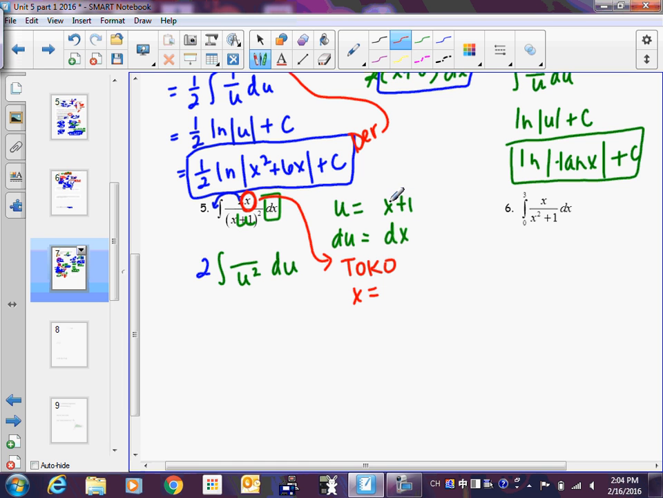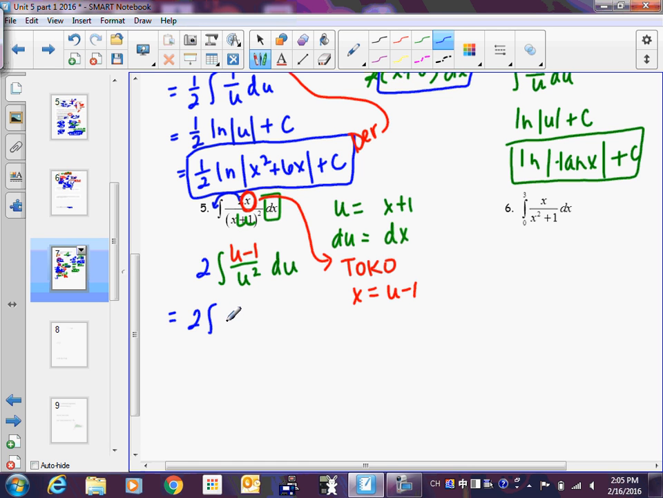Now remember, u equals x plus 1, so x equals u minus 1, and that's what's going to go on top right here. And it is quite possible that this could be multiple choice, and this is your answer, and you're done. That's not our reality right now, but that could happen. So watch what I'm going to do.